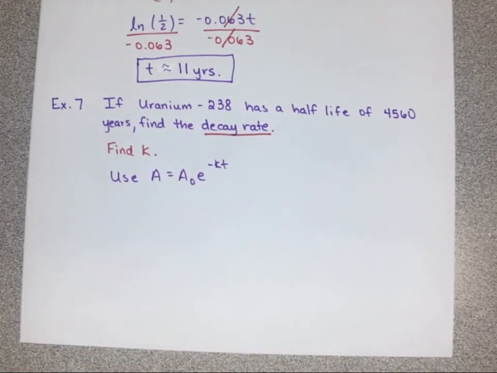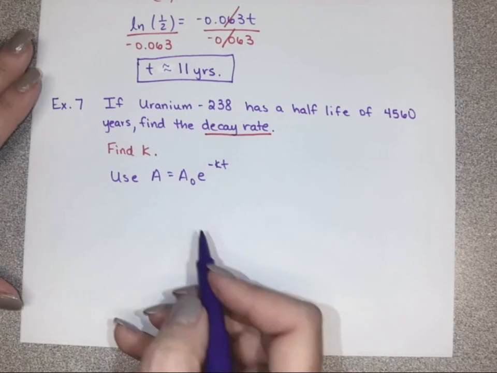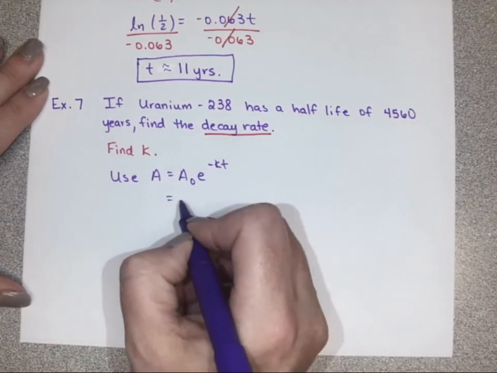By the way, before we continue, if it takes 4,560 years just to half it, that's a really slow decay rate, right? Like that takes a really long time to happen, so we should expect an answer that's going to be pretty small. So we're going to do a similar thing to what we did in example 6.